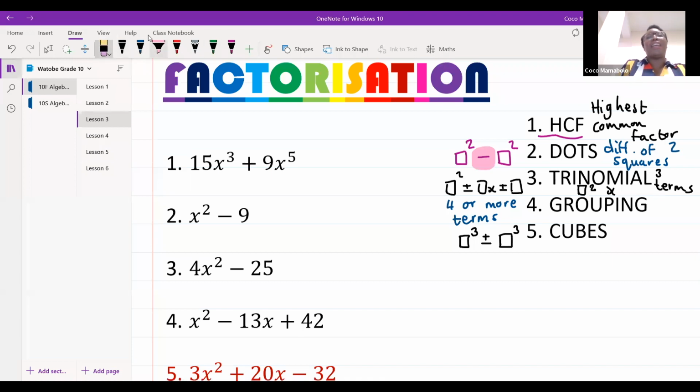I actually want to highlight highest common factor, because even if I'm doing DOTS, there's a chance that I might need to take out a common factor first. Even if I'm doing a trinomial, I might still have to take out a common factor first. Even if I'm grouping, maybe they all have a 2 in front of them, and I have to take the 2 out first. Even with cubes, I may have to take out a highest common factor first.